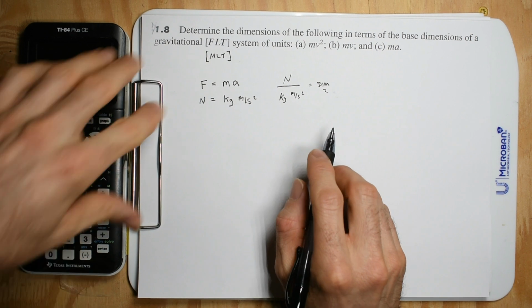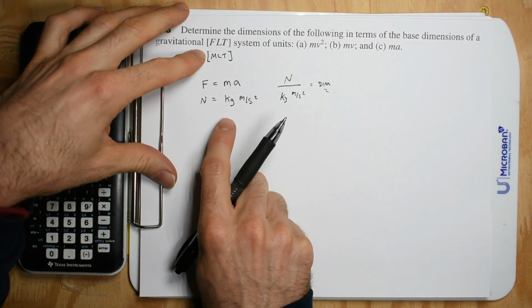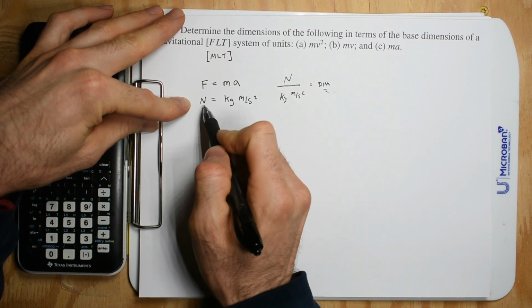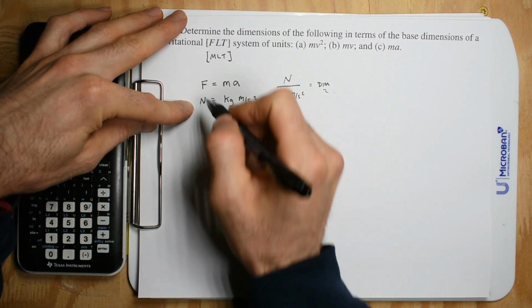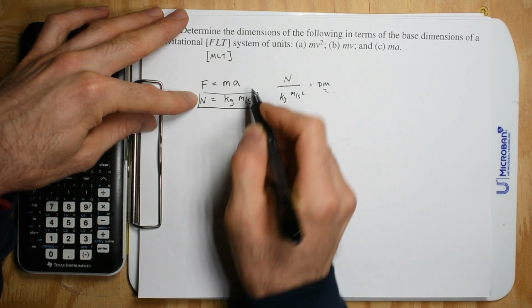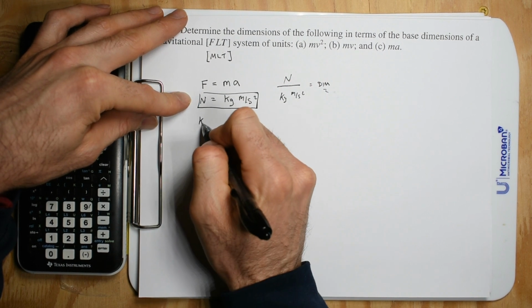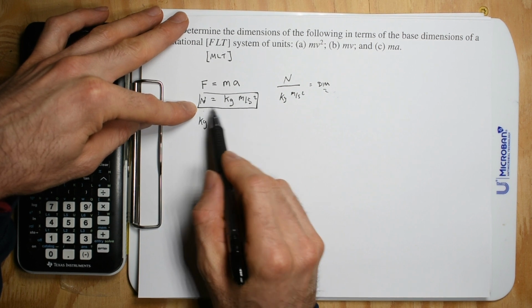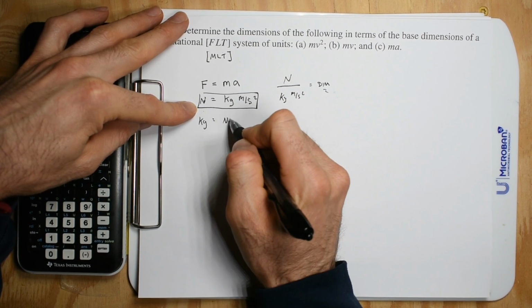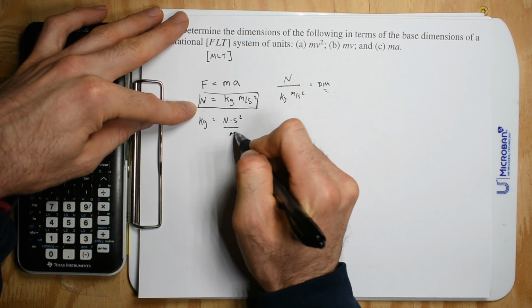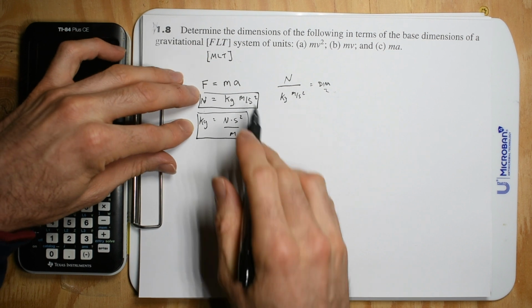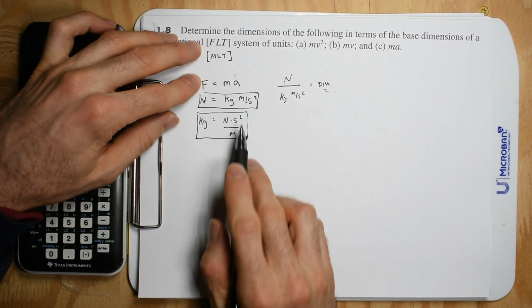So anytime you get this FLT, MLT, I would write this, and then we already solved for newtons. So you have one equation, and then I would just solve for kilograms. So kilograms is going to be newtons, you divide by meters, and then seconds pops upstairs. So you got newtons seconds squared divided by meters. So these are the two equations, and I would get them in the FLT, MLT format.